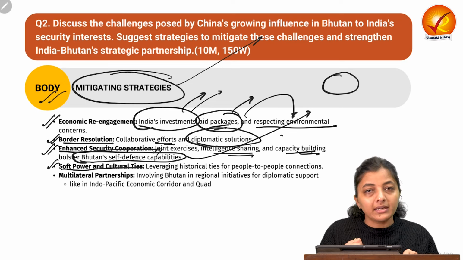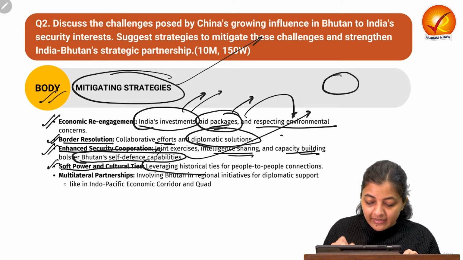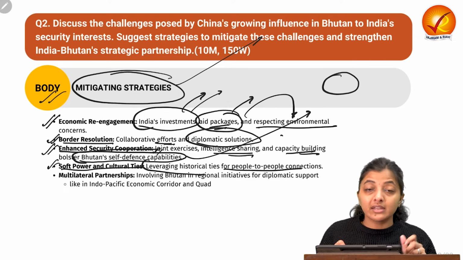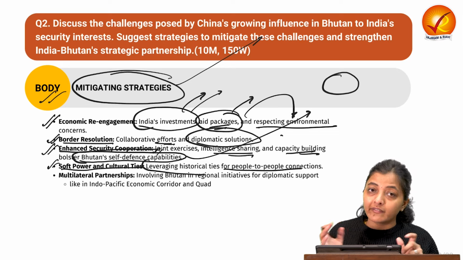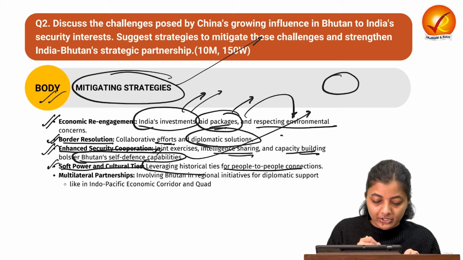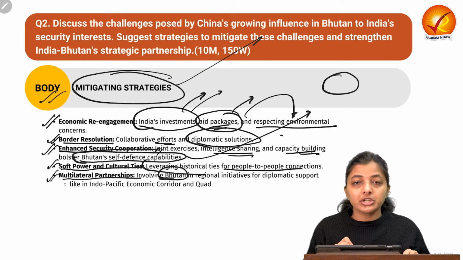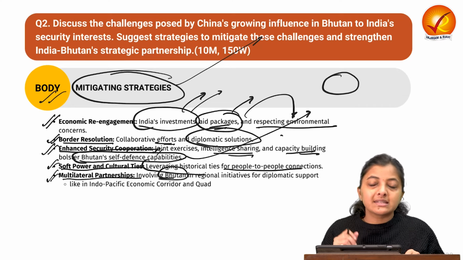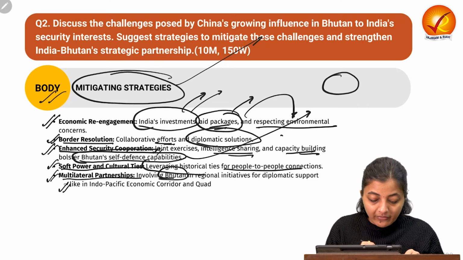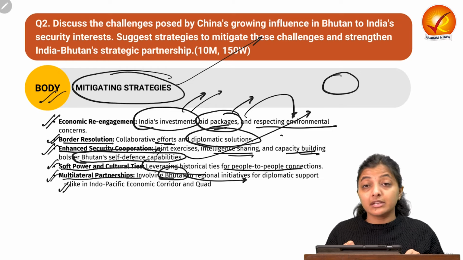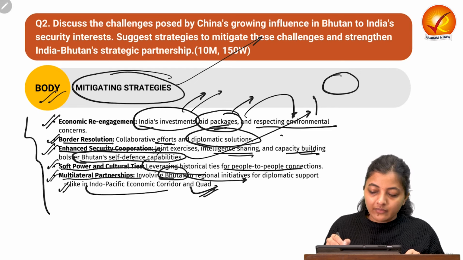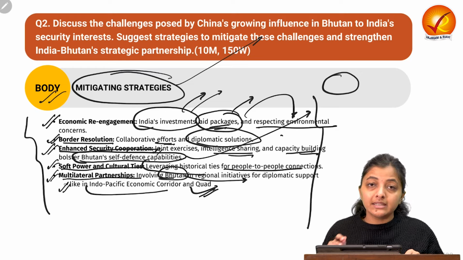Next is about soft power and cultural ties. Again, India can leverage historical ties for people-to-people connection. Already we have very good connections. We cannot let them deteriorate via China's growing influence in this particular region. Next is about multilateral partnerships, involving Bhutan in the regional and multilateral initiatives for its diplomatic support, so that Bhutan can also raise its concerns on different fronts, like we can promote its partnership in regional initiatives like the Indo-Pacific Economic Corridor and Quad. So this way we can write some measures to mitigate these challenges.